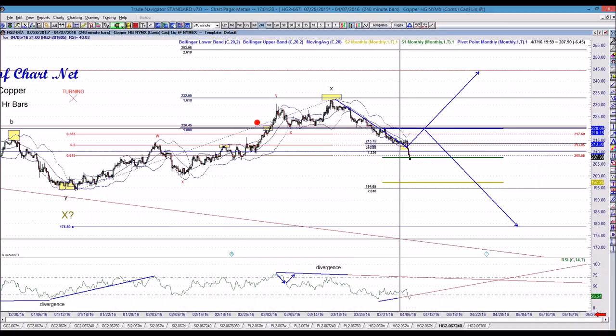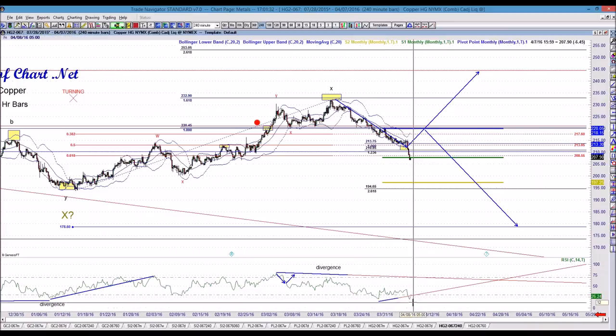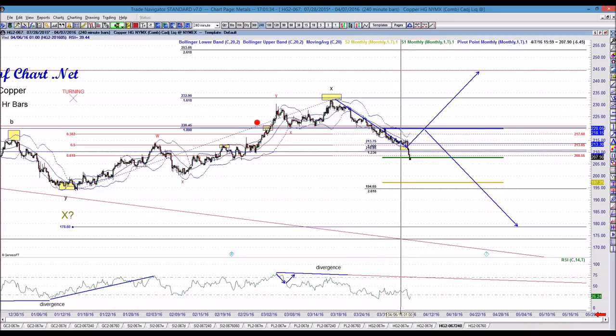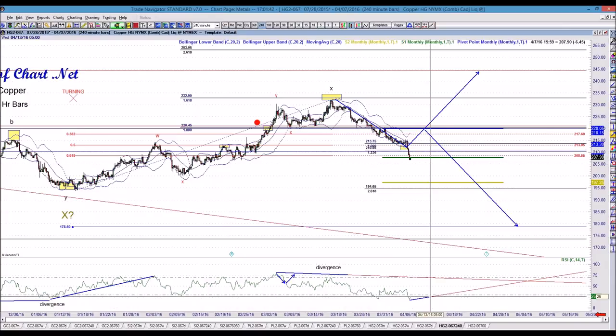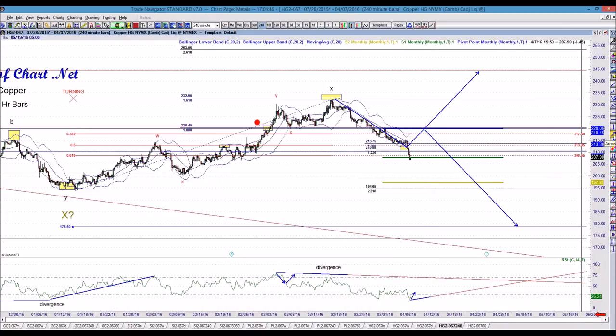RSI divergence, let's just take a look at it. The RSI divergence that we had building is gone. So what I would expect is another low. So I'm expecting a bounce and some divergence here. So like this kind of setup here where we would do this and then this for a turn.